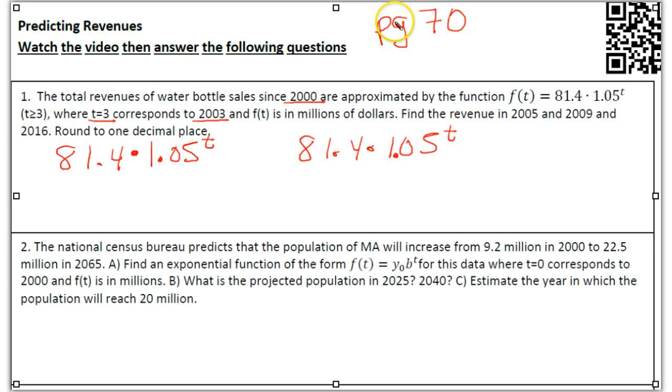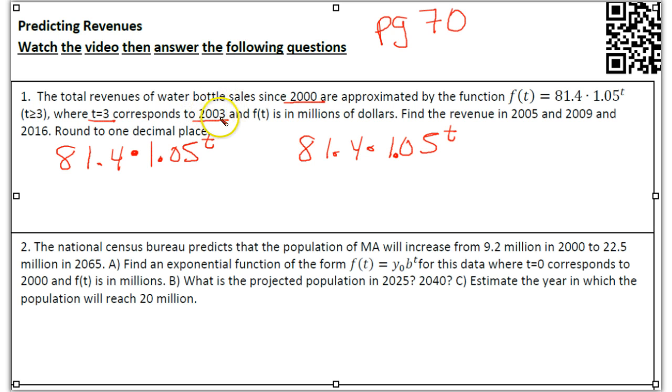As we look at page 70, they get a little more challenging. Part of it is to, of course, read the example very carefully. And then what do they want? And here they're saying that the total revenue of water bottle sales since the year 2000 are approximated by this function, where it's exponential because t is the exponent. And we're saying that t is greater or equal to 3.